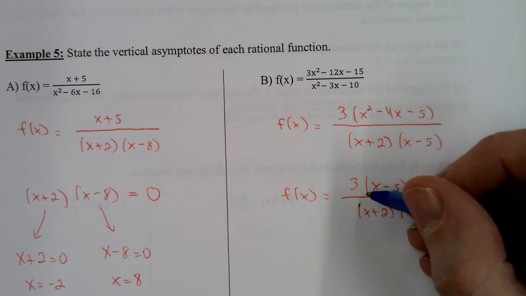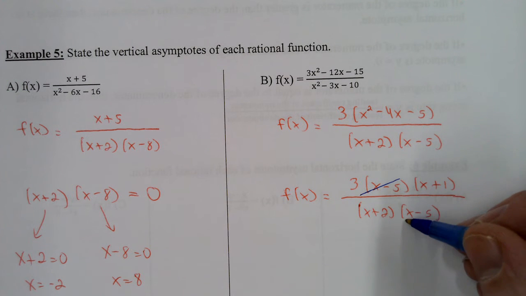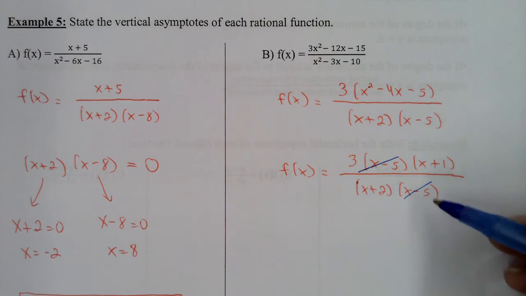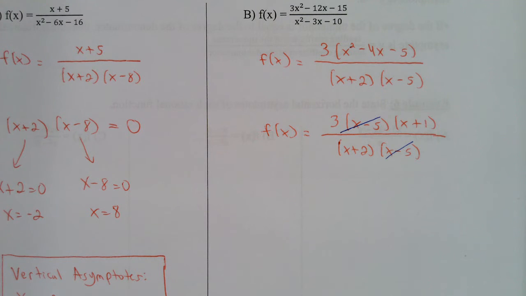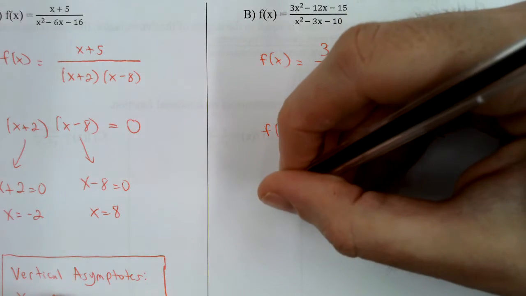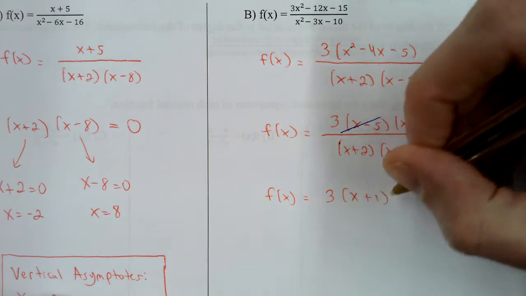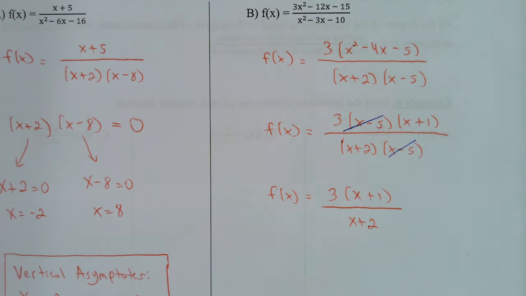You're not going to do anything with the x minus 5 that does not have an asymptote there. That's where the hole is. Remember back to the last page, the hole? There's a hole at x equals 5, okay? So we don't care about that for now, okay? So what do I have left? I have 3 times x plus 1 in my numerator. My denominator is just x plus 2.